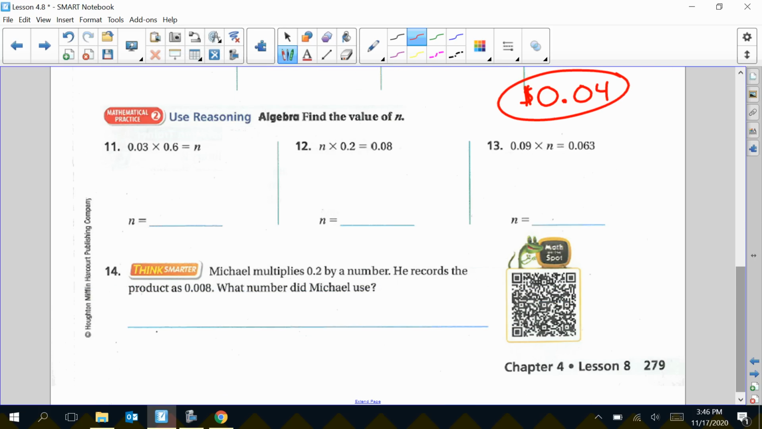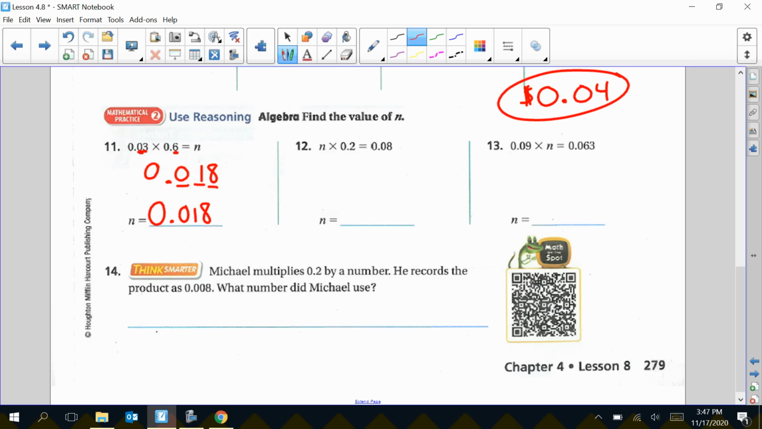We're going to look at the algebra part here. Number 11, we have 3 hundredths times 6 tenths. 3 times 6 is 18. And then we have 1 number to the right and 2 numbers to the right. So that is 3 total places. We'll move over 1, 2, 3. We'll put our decimal point. We're going to have a 0 in the tenths and a 0 in the ones place. And it is 18 thousandths.